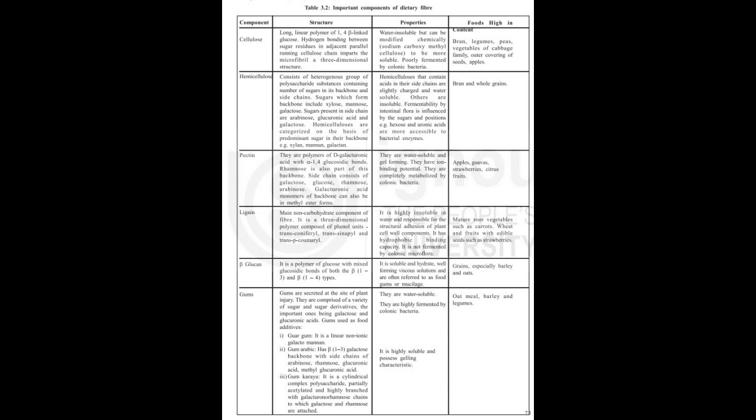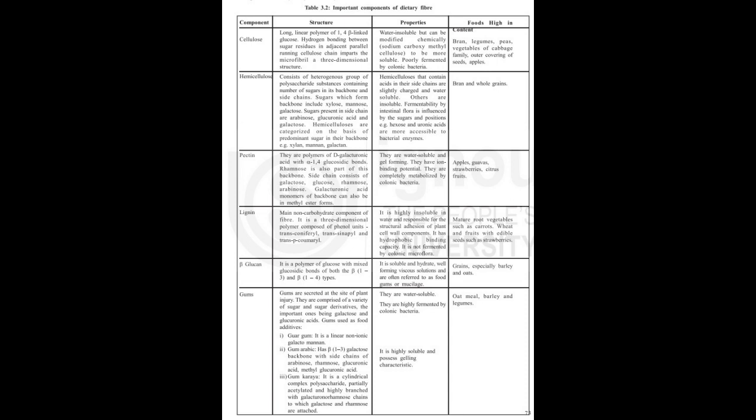Based on the location in the plant, DF components can be categorized as plant cell wall constituents and non-plant cell wall constituents. Plant cell wall constituents include lignin, cellulose, hemicelluloses, and pectins. Non-plant cell wall constituents include gums, mucilages, algal polysaccharides, suberin, and cutin. Table 3.2 presents the structure, properties, functions and food sources of different components. Kindly study it carefully. Table 3.2, Important components of dietary fiber.